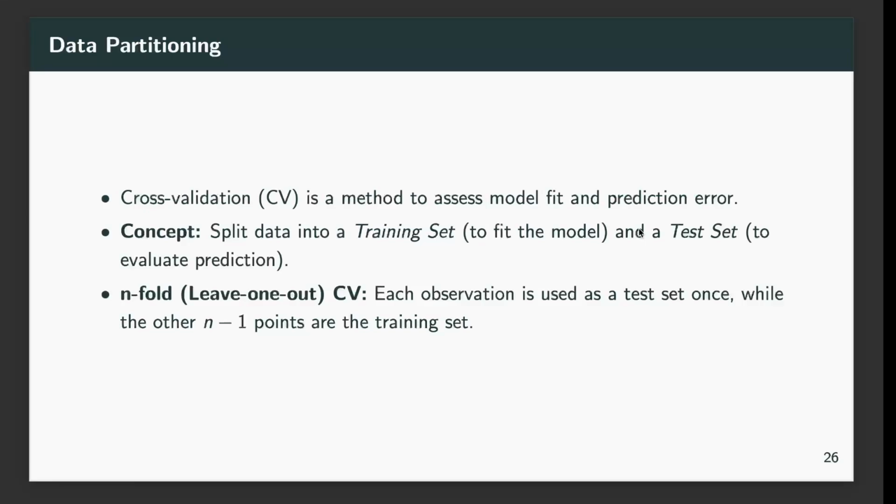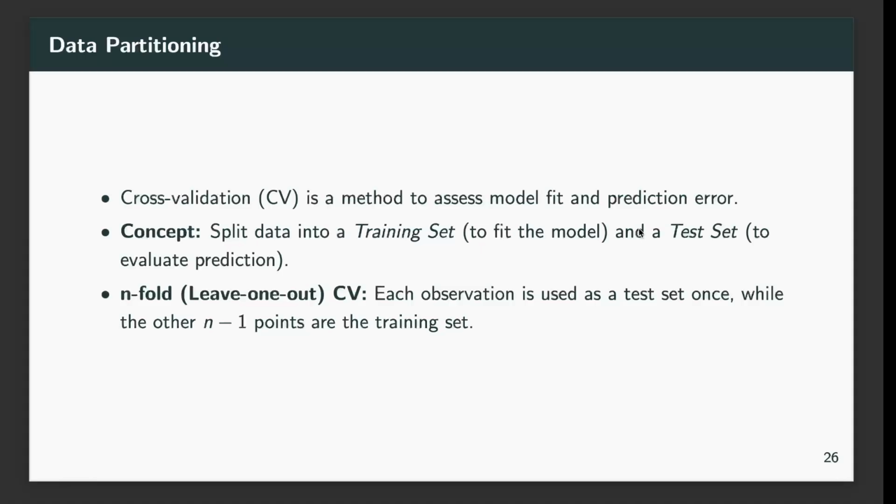The second point says that the concept is we split the data into a training set to fit the model, and then we use the test set to evaluate the prediction. So this is the fundamental idea of cross validation. We train our model using the training set, and then we evaluate how well it predicts the test set. Because the test set was not used in the training, the test set prediction error can be assumed as an honest estimate of the model's true predictive performance.